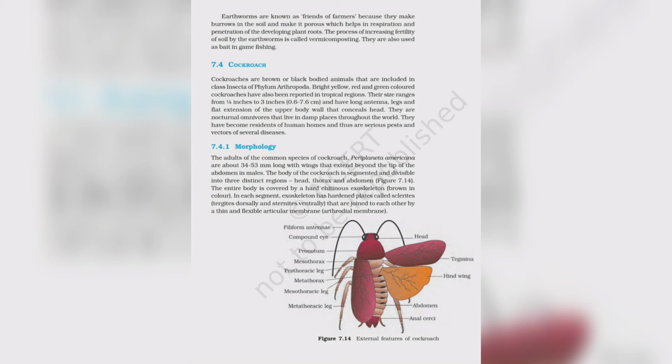7.4.2 Anatomy. The alimentary canal present in the cockroach is divided into three regions: foregut, midgut, and hindgut. The mouth opens into a short tubular pharynx leading to a narrow tubular passage called the esophagus. This in turn opens into a sac-like structure called the crop, used for storing food. The crop is followed by the gizzard or proventriculus.